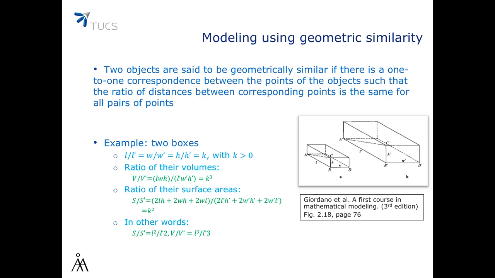Now what this means right away is that the ratio of the volumes of those boxes is going to be the cube of that constant k, and it's easy to see that because the volumes are calculated as a product of the length, the width, and the height. A similar thing can be said about the ratio of their surface areas. The surface area is just a sum of the surfaces of all the faces of those boxes, and when we take the ratio, it is going to give us k squared. So, in other words, if we can measure just the lengths of those boxes, and we know that they are geometrically similar, then right away we will be able to say something about the ratio of their surfaces and the ratio of their volumes.